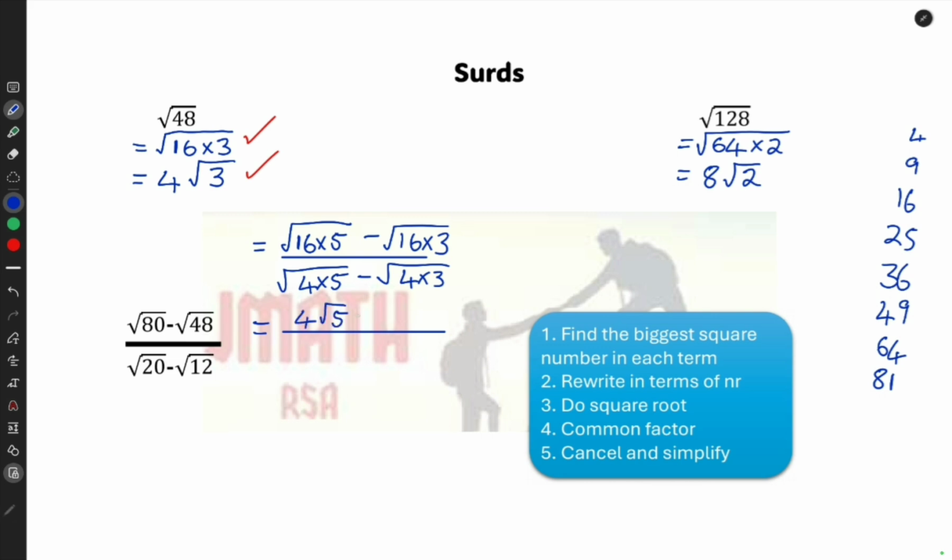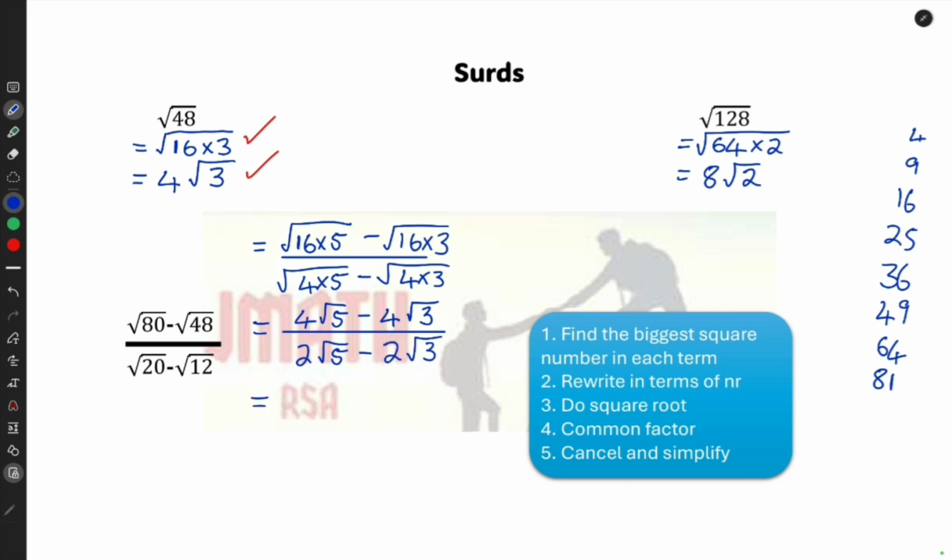So 4 root 5 minus 4 root 3. Because the 16 is a square number, I can get the square root of 16 and write it in front, but the other number, the 5 or the 3, is not a square number, so that needs to stay inside. The same with the 4 at the bottom. Square root of 4 is 2. The 5 stays in there, and the 3 stays in there.